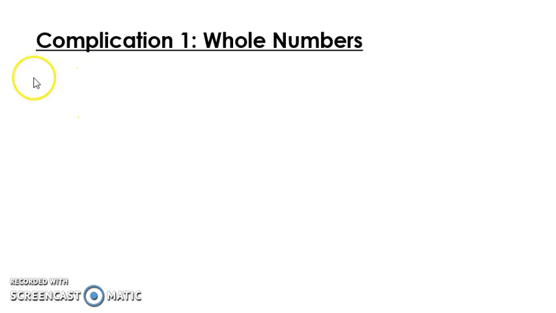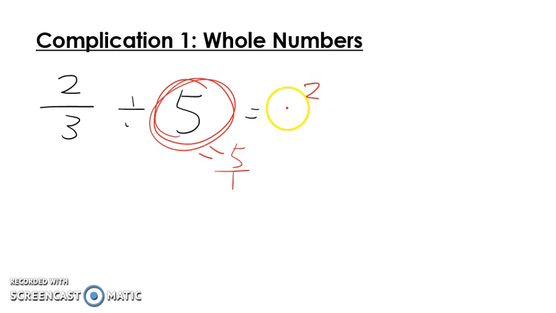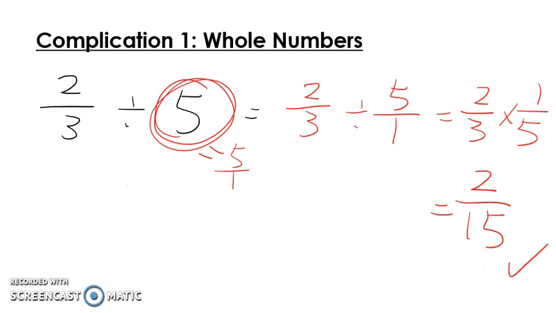Complications. What if we're dealing with a whole number? What about 2/3 divided by 5? This is actually the last video before your test, before your CAT, so please start to remember a whole number would be 5/1. So 2/3 divided by 5/1 equals 2/3 times 1/5, and the answer would be, again, can I cross anything out? 2 with 3, 2 with 5? No. So 2/3 times 1/5, which is 2/15.